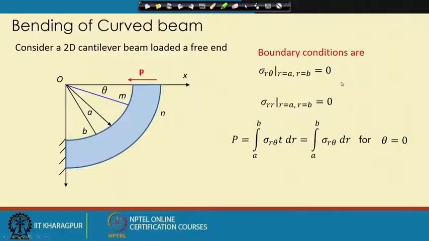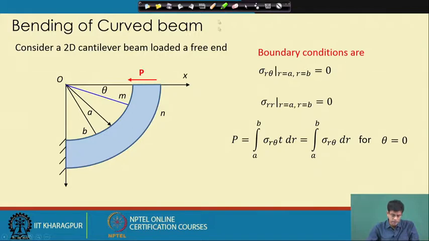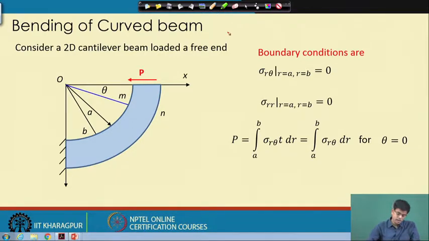In the last class we were discussing this problem, where, using the stress boundary conditions, we found the stresses. The stress boundary conditions are sigma r theta at r equals a and b equals 0, and sigma theta theta at r equals a and b equals 0, which means that along these two radial boundary surfaces there is no shear stress as well as no normal stress.